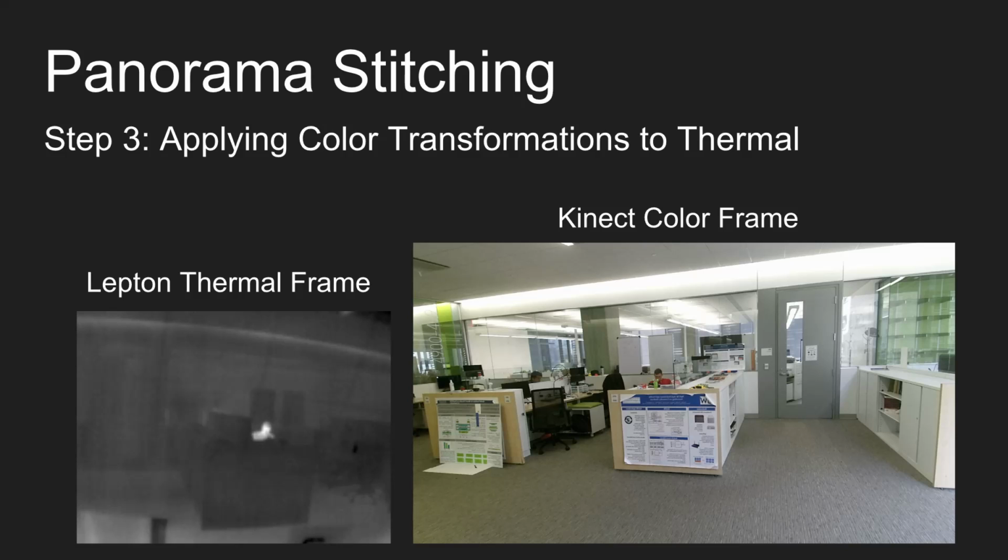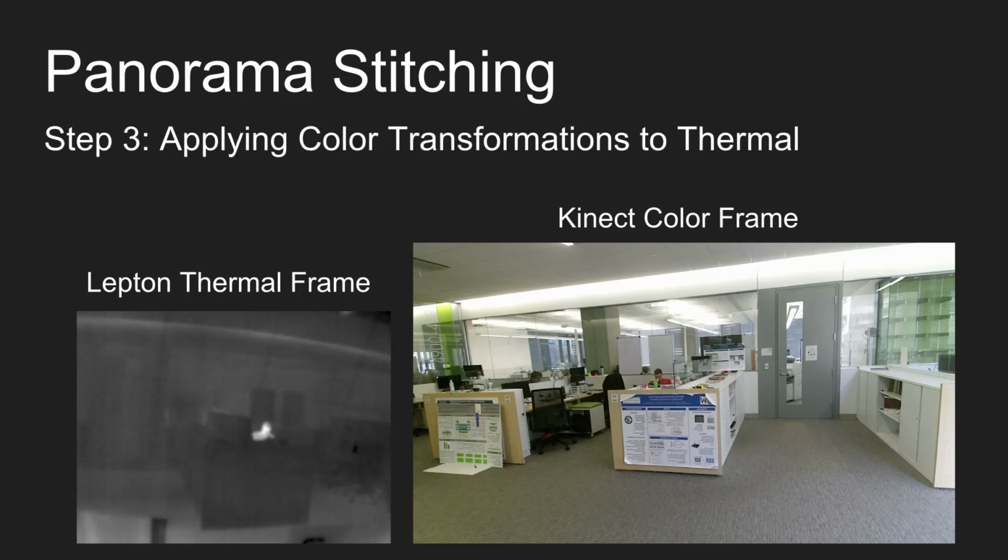One is that the thermal camera does not have as much information to extract as the color camera. This is because the thermal camera only tracks hot and cold, and in a room there's typically a lot more cold than there is hot, so it can just generally blend together. Our solution to this is to apply the same color transformations that we found using the homography to our thermal data.